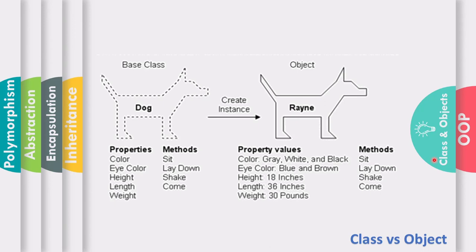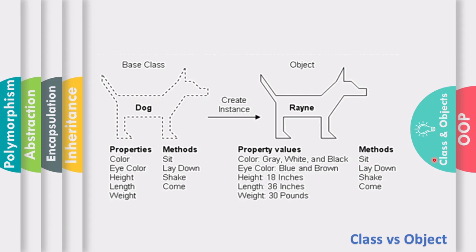The object derived from the class has values for the properties defined in the class. Here Ryan has color, eye color, height, length, and weight. The value of color is gray, white, and black. The value of eye color is blue and brown. The value of height is 18 inches. The value of length is 36 inches. The value of weight is 30 pounds. Also, Ryan can sit, lay down, shake, and come.